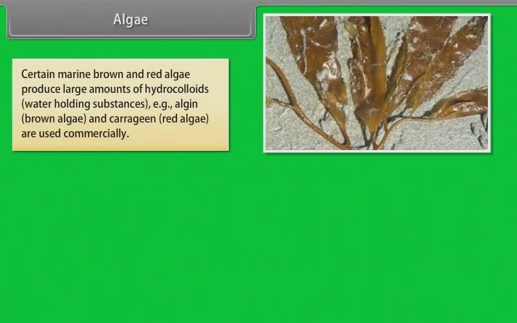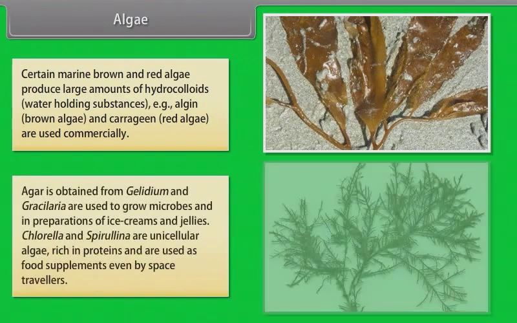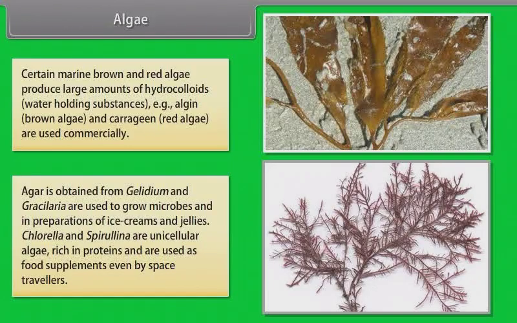Certain marine brown and red algae produce large amounts of hydrocolloids, water-holding substances, that is, algin, brown algae, and carrageen, red algae, are used commercially. Agar obtained from Gelidium and Gracilaria are used to grow microbes and in preparations of ice creams and jellies. Chlorella and Spirulina are unicellular algae rich in proteins and are used as food supplements even by space travelers.